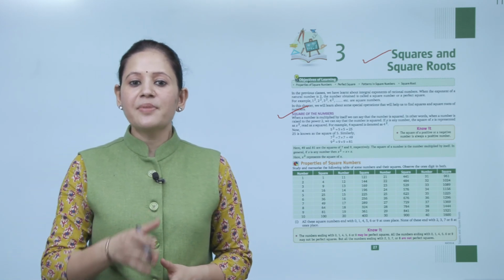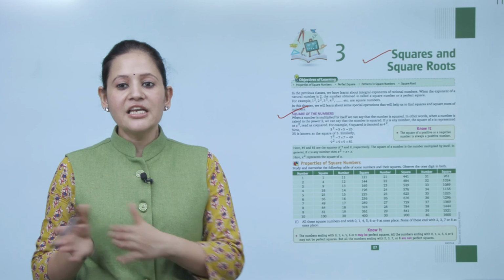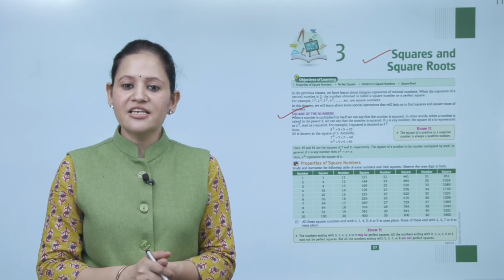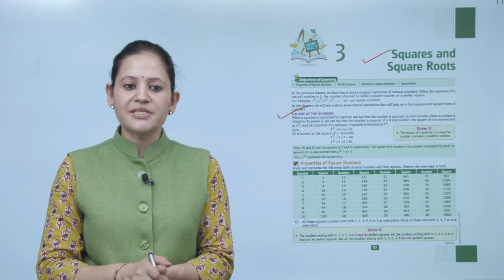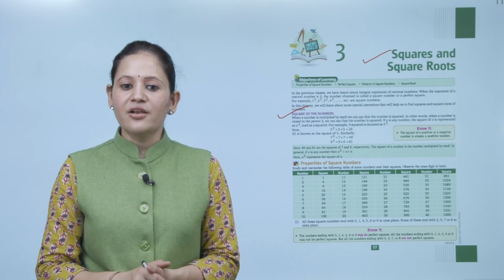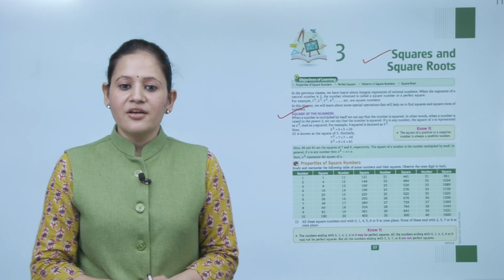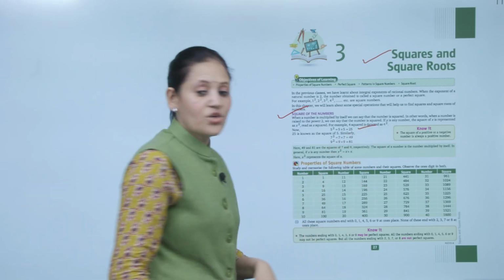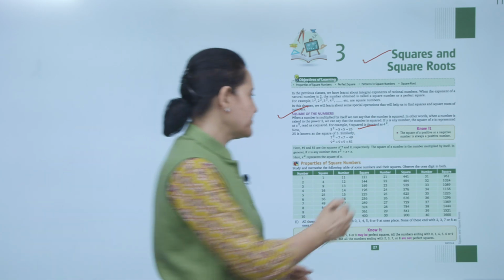When a number is multiplied by itself, we say that the number is squared. In other words, when a number is raised to the power 2, we can say that the number is squared. If x is a number, the square of x is represented by x to the power 2, read as x squared. For example, 4 squared is denoted as 4 to the power 2. 5 squared, 5 into 5, that is 25. So, 25 is known as the square of 5. Know it.